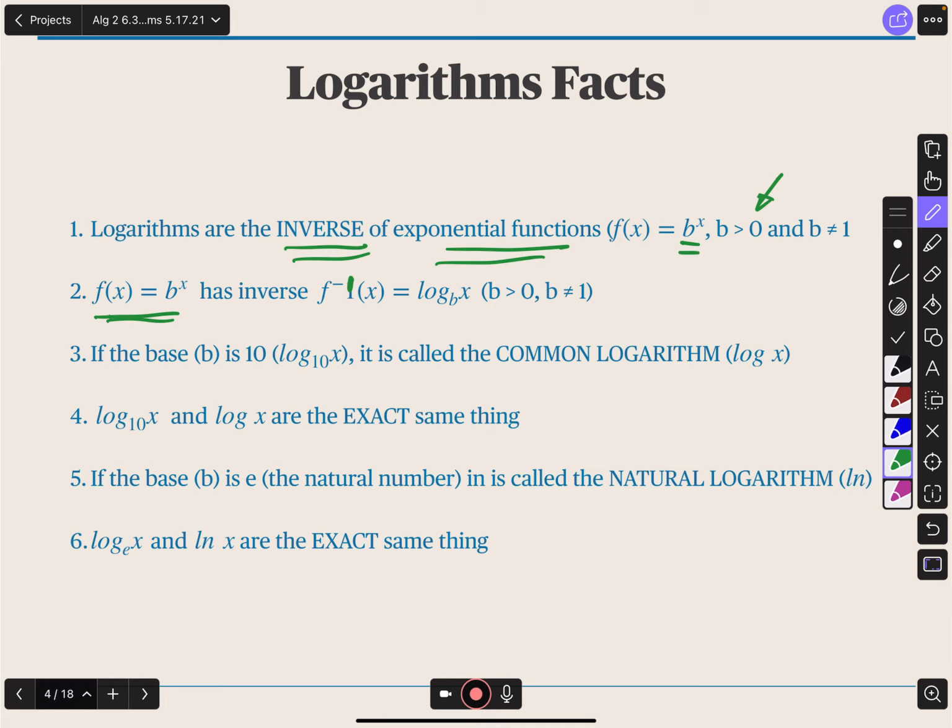will be a logarithm, and it's going to be a logarithm base b. That means the base of our logarithm has to follow the same rules as the base of our exponential. So b is always going to be bigger than 0, just a nice positive number. And b, the base of your logarithm, can never equal 1. Same thing that we had for exponential functions.